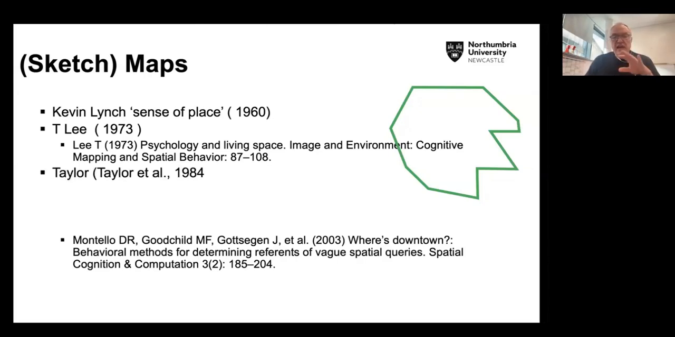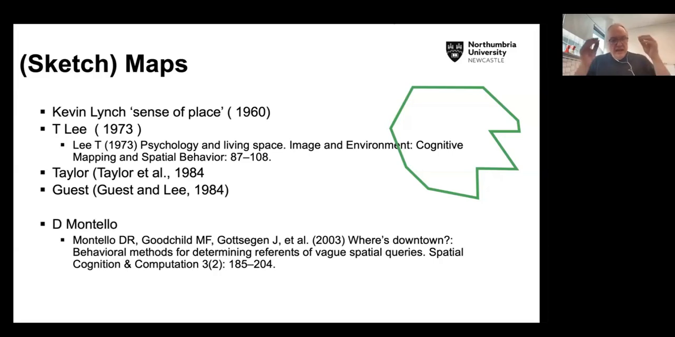Taylor did some great work in 1984. Again, he was talking to people, asking them to do this. Guest and Lee, again, worked in 84. And then in 2000, Dan Montello comes along, and he creates this interesting method where he's looking for where is downtown. He stops people in the street and says, tell me where you think the neighborhood extends out to, yeah? But also tell me where you're definitely 100% sure the neighborhood is, and then finally give me the center of your neighborhood. And he finds things like people's centers generally align. So that was quite interesting.